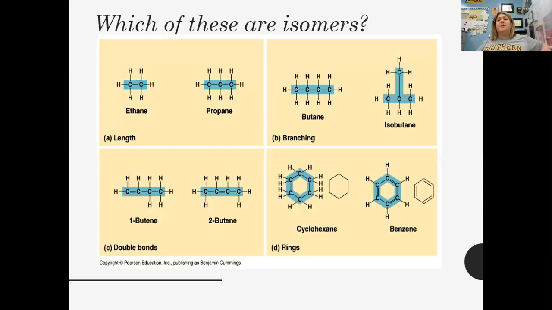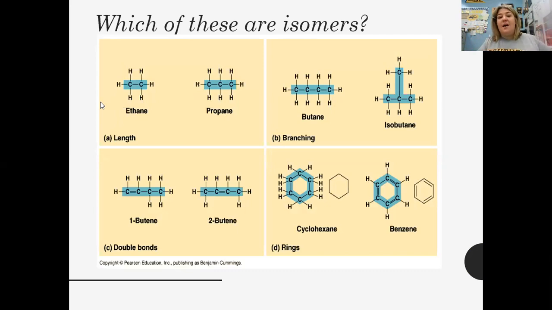So, let's look and see if we can figure out if these are isomers or not. On A right here, we have ethane and propane. The first thing you do is you look at what it's made of. Ethane is C2H6, propane is C3H8. So they have a different formula.